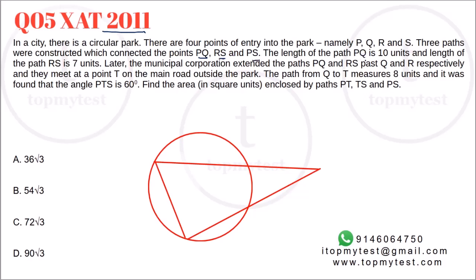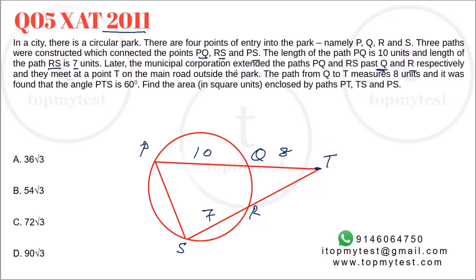The length of the path PQ is 10, length of RS is 7. Later, the municipal corporation extended PQ and RS past Q and R respectively. Right, so this is P, this is S. You have a path PQ, you have a path PS, you have a path SR. Right, and this is extended to meet at a point T. Right, the path from Q to T measures 8. This is 8 units. PQ is given as 10. SR is given as 7.